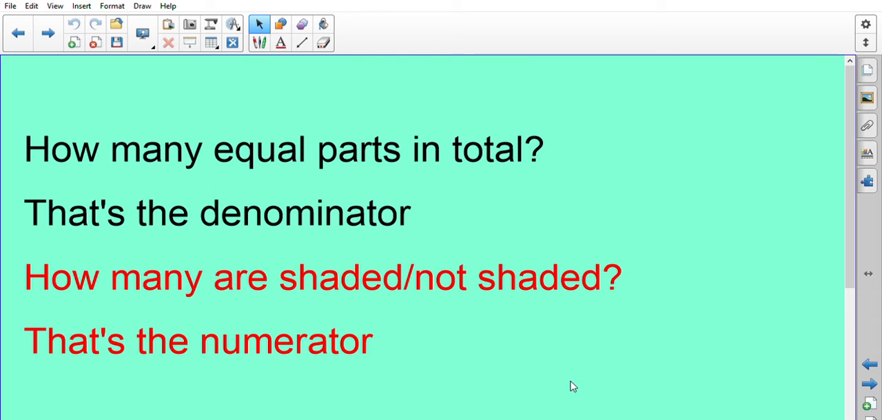Now, that's really important when we're thinking about our fractions of shapes. We've got to always ask ourselves how many equal parts are there in total, and that's the denominator. That's the number that goes on the bottom. So that's really important. How many equal parts in total is the denominator, the bottom number. Then how many are shaded or not shaded, that's the numerator, the top number. And that is really important that we are thinking about those two questions, and then it becomes really straightforward to calculate or work out the fraction of a shape.